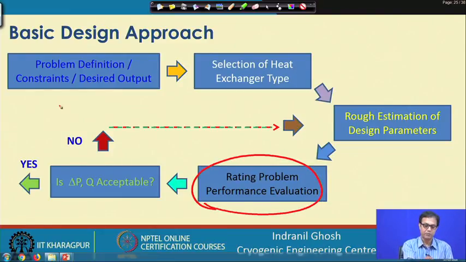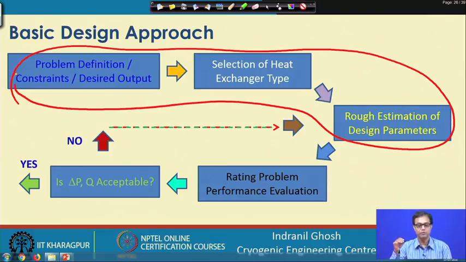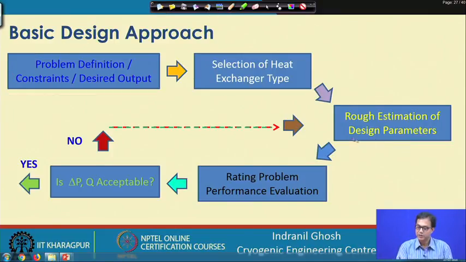Once we know all those parameters, we go for a rating problem. Up to this part we were trying to solve a sizing problem, that means where all the inlet and exit flow conditions, temperature, flow rate, etc. are known, and we try to estimate the heat exchanger length or size, as we learned in the earlier class. Up to this part we get a rough estimate of the sizing problem. Once we know the rough estimate of the design, then we go for the rating problem.